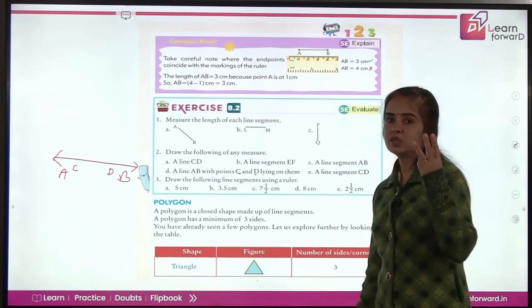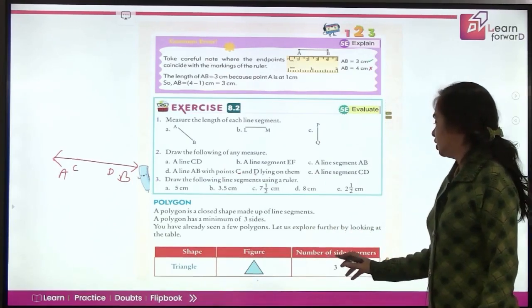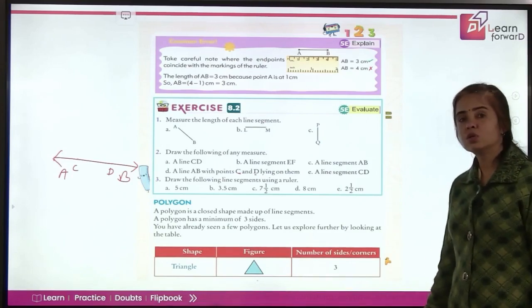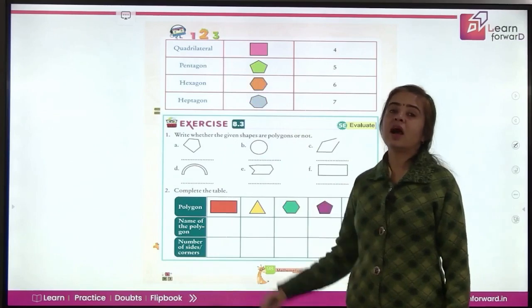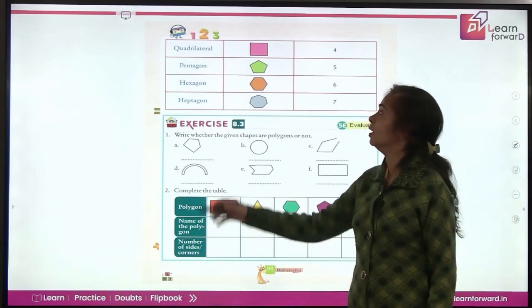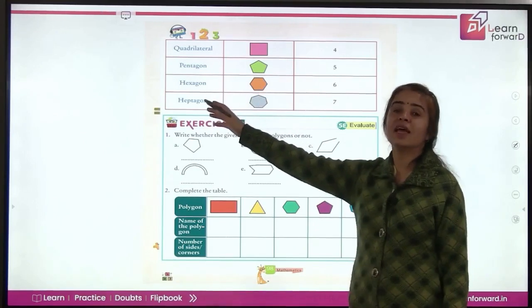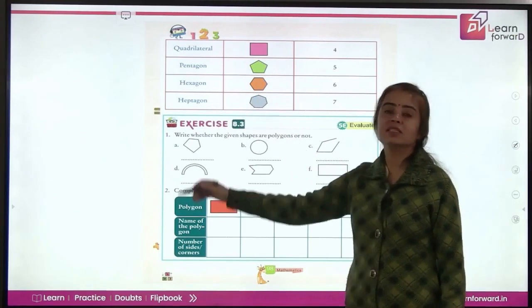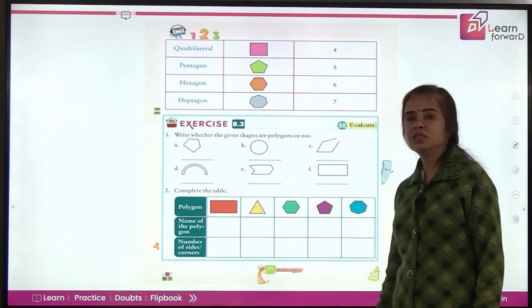Triangle, it has got 3 sides. So this is the figure and it is made up of 3 sides and it has got 3 corners also. Moving to others, 4 sides are, that is a quadrilateral. Then you have 5 sides, this is a pentagon, then 6 sides is a hexagon, and then 7 sides is a heptagon. So these are the names of different polygons you must know.